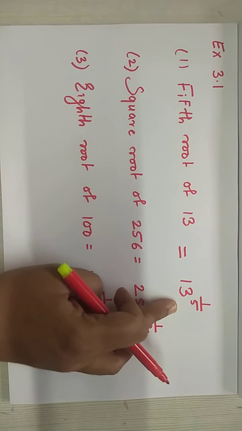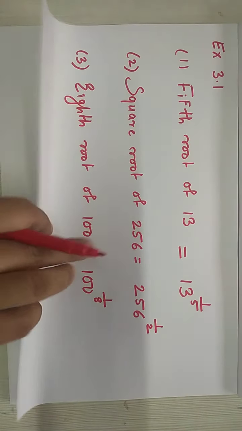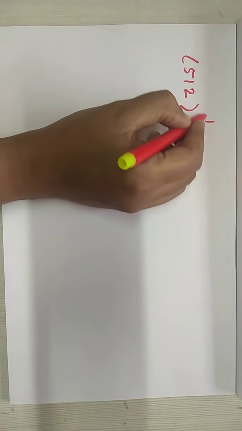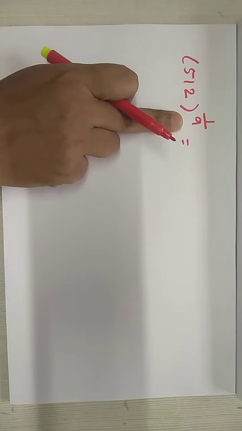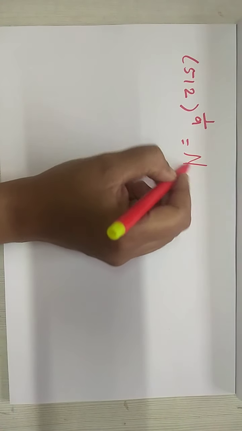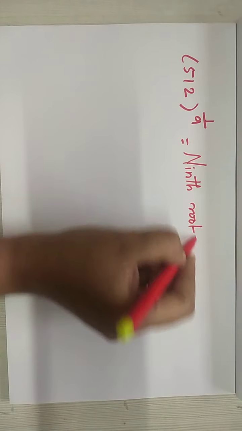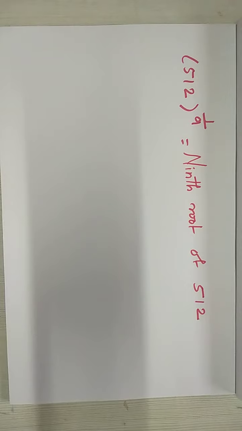Now question number 2 is, index form is given, you have to write in words. So let's try the other way also. Suppose index form is given. For example, 512 raised to 1 upon 9. Now how can this be written? 1 upon 9 it is, right? So it will be ninth root of 512. This is how we will write in words.